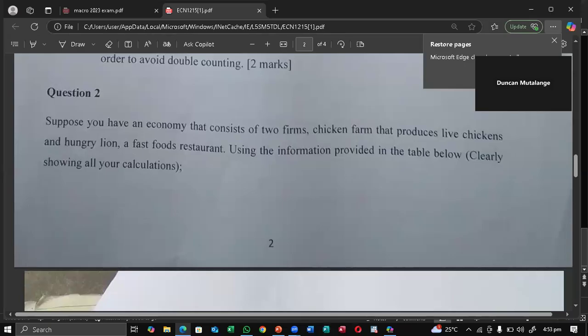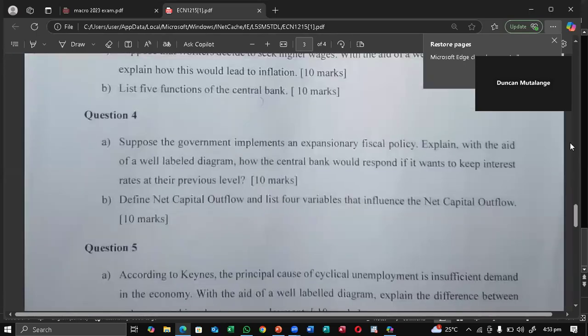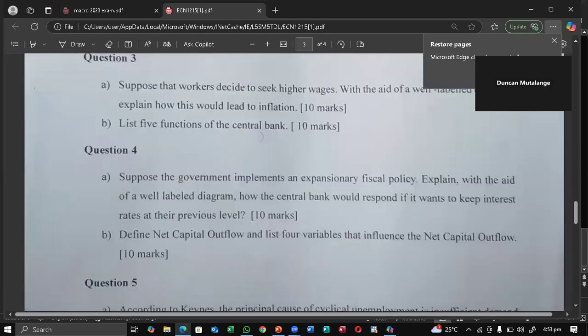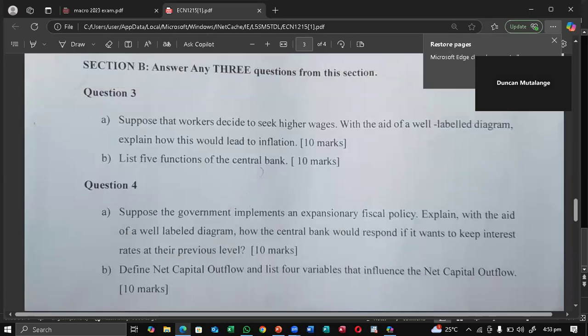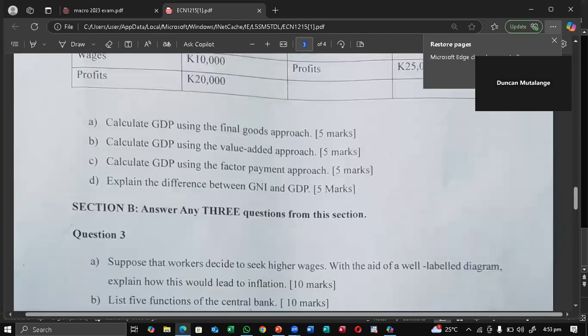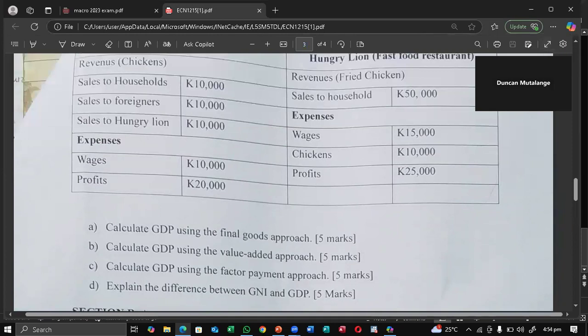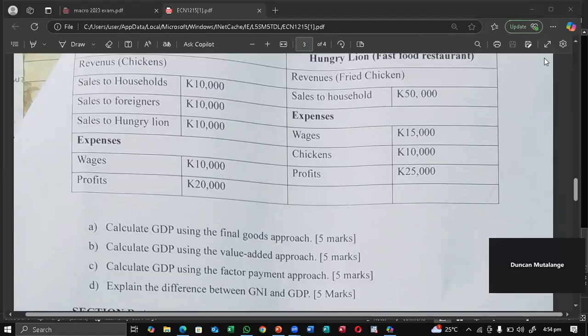All right, so we have Hungry Lion, it's a restaurant, and then we have this chicken farm that is producing the live chickens. So we've been given this table here, and then we're being asked to calculate GDP using the different approaches. So let me just bring this here, and then let me just move this here. I hope we can clearly see everything that is here. All right, so let me just take this up as well.